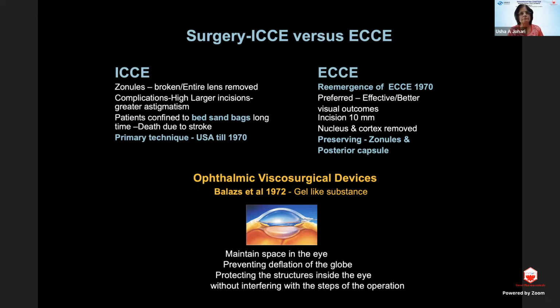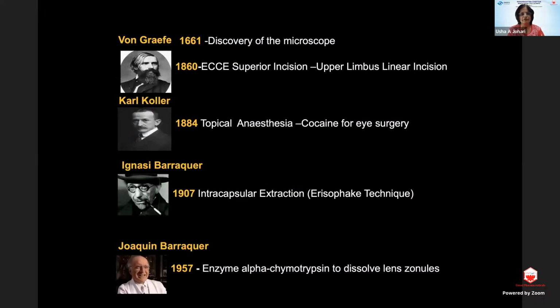Next slide, please. So von Graefe in 1661 discovered the microscope. Carl Koller designed extracapsular extraction with a superior incision. Imagine, in 1884 we had topical anesthesia where cocaine was used for eye surgery. And the erisophake technique was again discovered by Ignacio Barraquer in 1907, and Joaquin Barraquer in 1957 introduced alpha-chymotrypsin to dissolve the lens zonules.